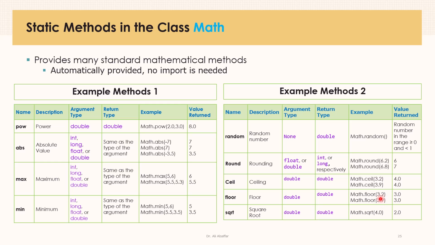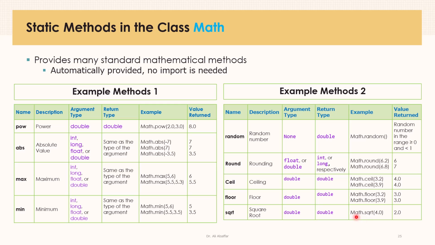So that means it ignores the fractional part. For floor, it ignores the fractional part. 3.2 becomes 3. 3.9 becomes 3. However, for ceiling, it makes it the top integer. Even if it is close to 3, 3.2, it will make it 4. And 3.9 also will take it to 4. Last, we have the square root. And if you want to use the square root, it works on double and it returns a double value.